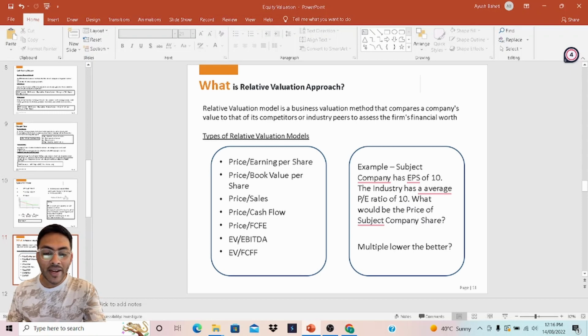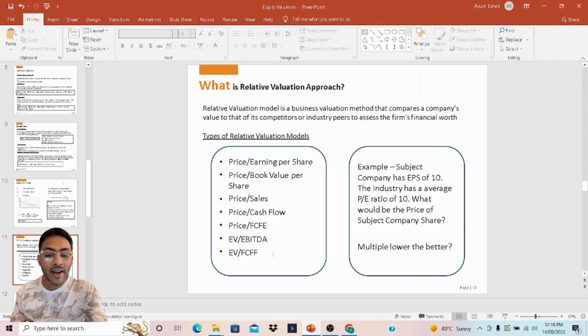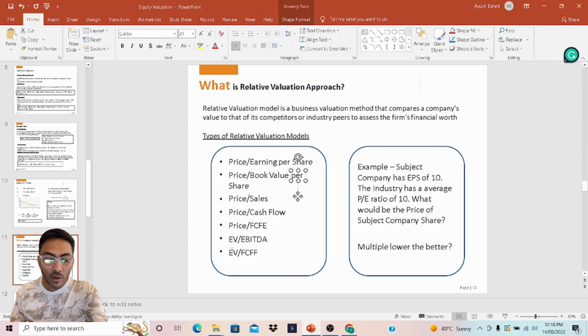So EV is your enterprise value. So when we talk about price, the price is the value that belongs to equity shareholders. But enterprise value is basically the value of equity plus value of debt and then adjusting the cash and cash equivalent, and then you compare with EBITDA and FCFF. So when you use the price multiple, you arrive at the equity value, and when you use the EV multiple, you arrive at the enterprise value.